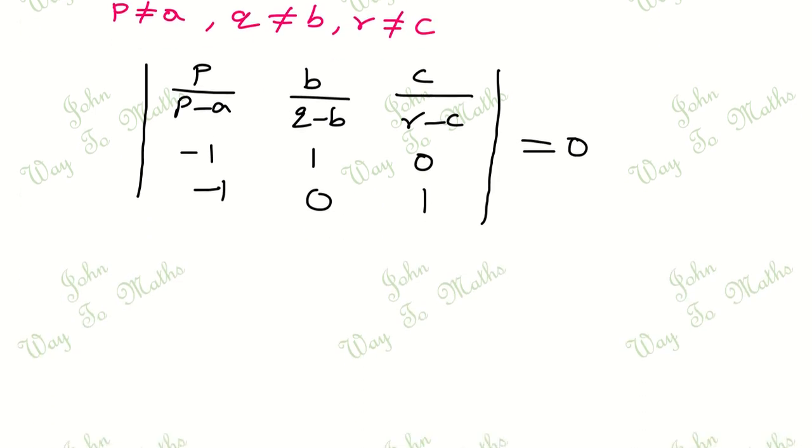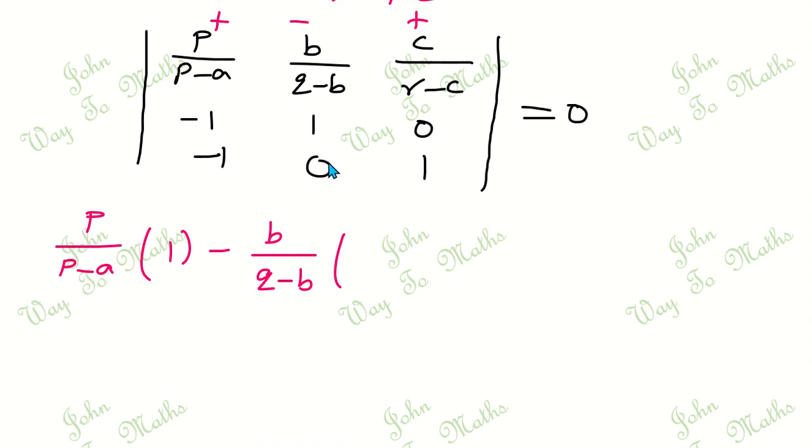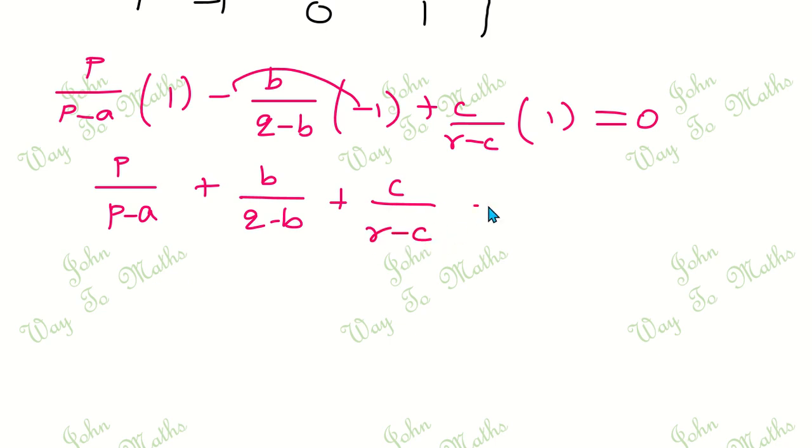So now I'm going to expand the determinant, with the signs plus minus plus. So p by p minus a of, when the row and column are eliminated, only the 1 remains. Then minus of b by q minus b of, the first row and second column eliminated, so minus 1 into minus 1 becomes plus 1 here. Then plus c by r minus c of, the row and last column eliminated, 0 minus minus 1, so we get positive 1, which is equal to 0. So now we get p by p minus a, minus minus we get positive, b by q minus b plus c by r minus c is equal to 0.